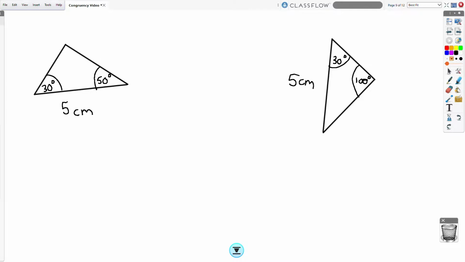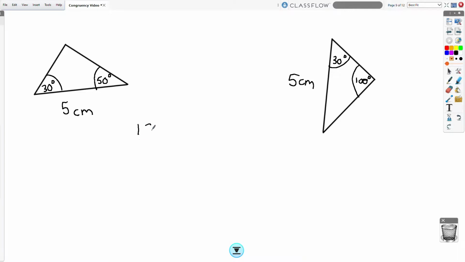So here we're given two angles and a side. The only problem is, we're given a different angle for the second angle in both triangles. So what you have to spot is that sometimes you will need to find a third angle to make sure the two triangles are congruent. So we know all triangles should add up to 180.